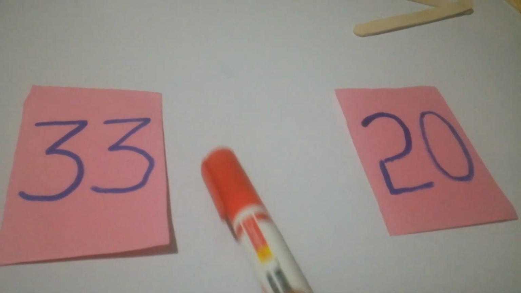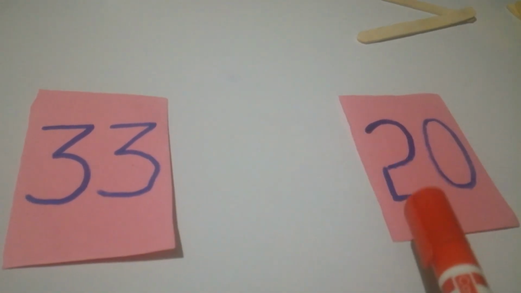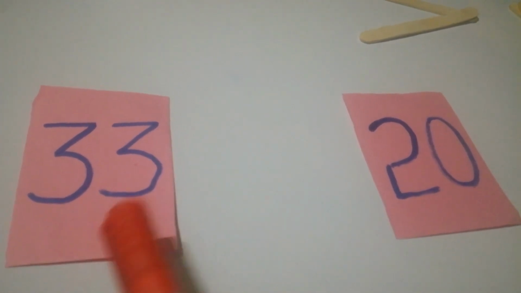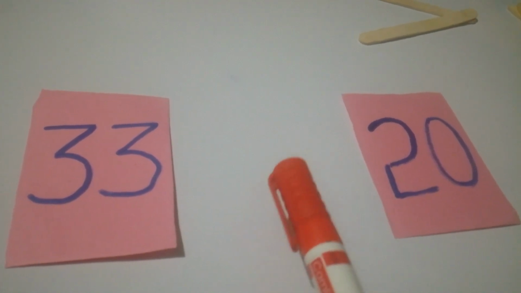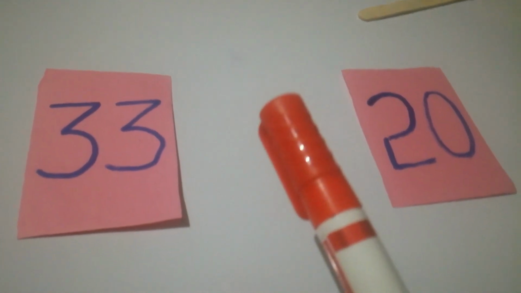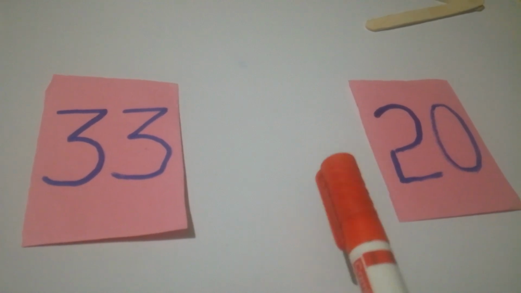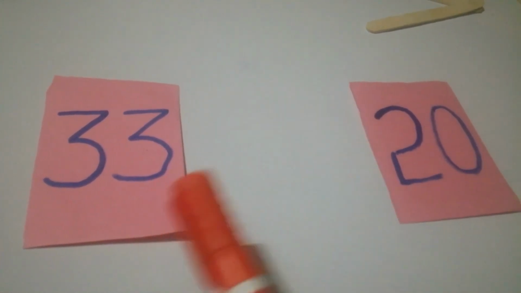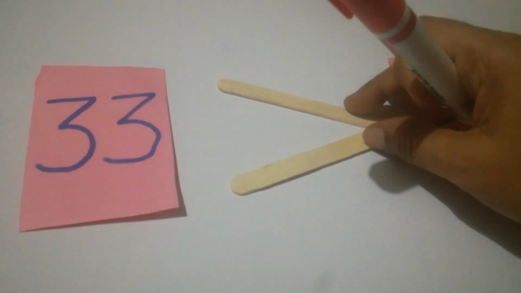Now what is the symbol you have to place here? As 3 is bigger than 2, it means 33 is greater than 20. So the symbol we have to place here is greater than. So how to identify the greater than symbol? If you see the greater than symbol, the mouth should be pointed towards the left. So this is the symbol you have to place in between these numbers.